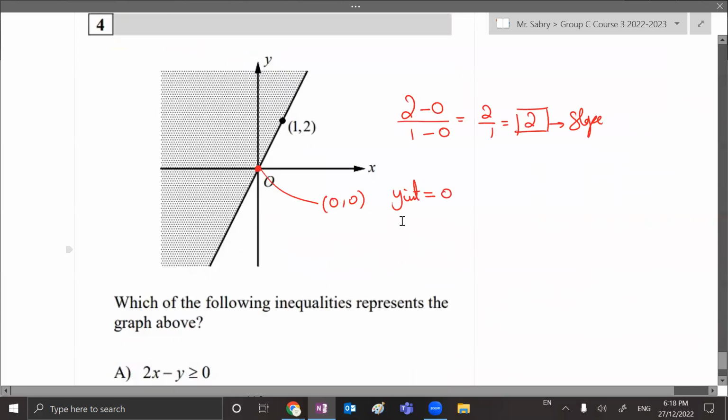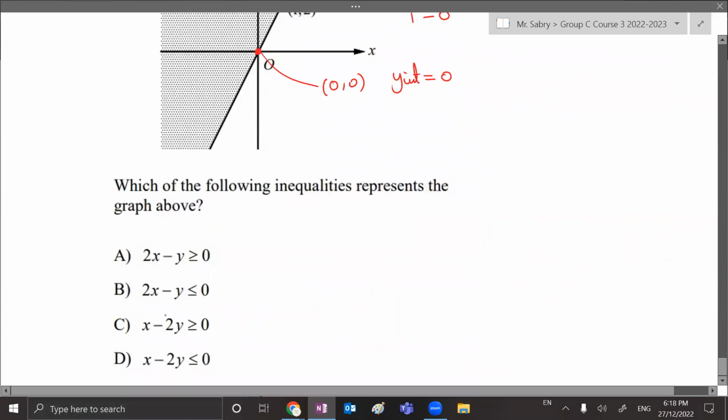Now let's check each of the following inequalities and check which of them has the slope of 2. The first one, the slope is negative the number next to the x over the number next to the y, which is 2. So that could be the answer. The second one is the exact same slope, which is برضو 2. It could be the answer. But this one is negative 1 over negative 2, which is positive half. So that doesn't work, and neither D works.